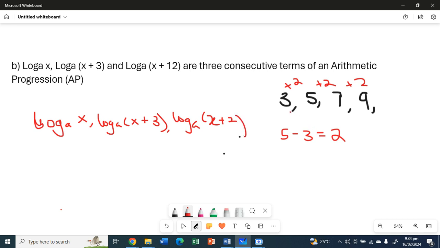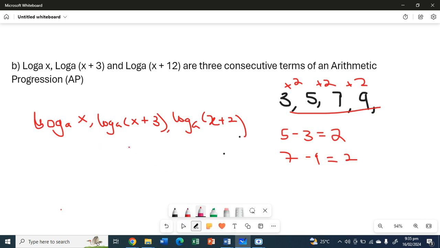So in this arithmetic progression that I showed you here, right? 5 minus 3 equals 2. 9 minus 7 equals 2. So what we're going to do here is we're going to put these logarithms in the format like we're trying to find the common difference. All right, like we're trying to find the common difference, and that way we're going to be able to get our value of x. So this is what I mean.